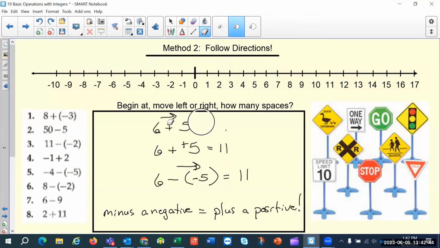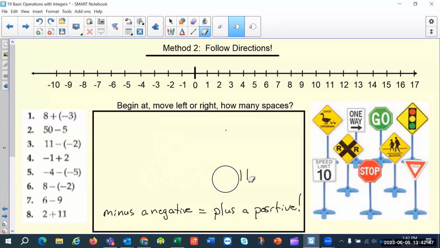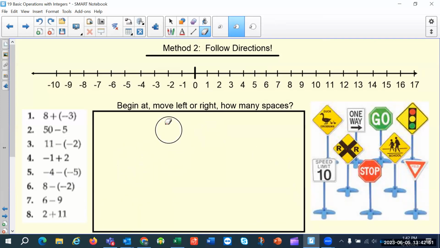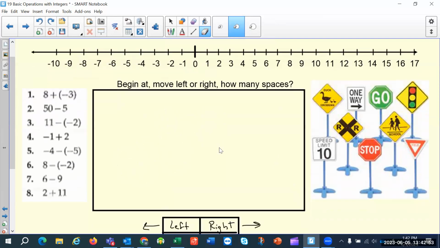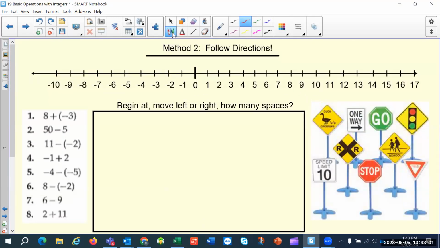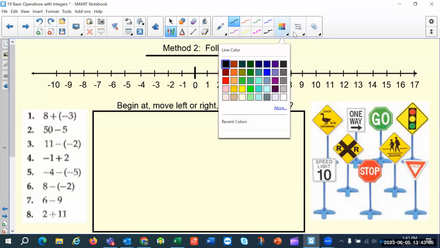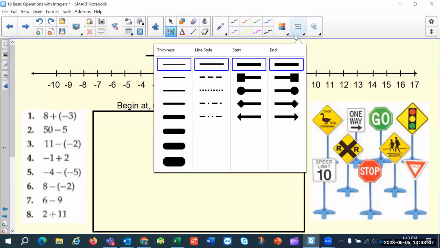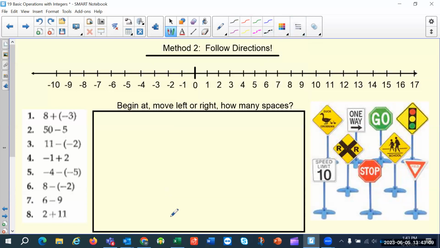As I throw each problem up on the board, I would like you to pause the video. Do your own problem, draw your own number line, figure out what you want your answer to be, and then check the answer, make sure it's correct. All right, that's the best way to use these videos for actual practice.